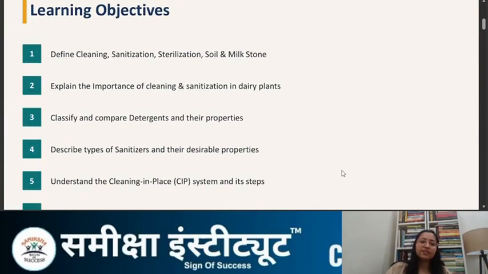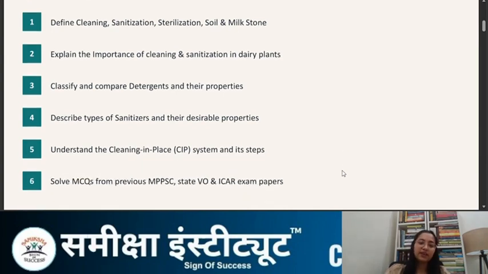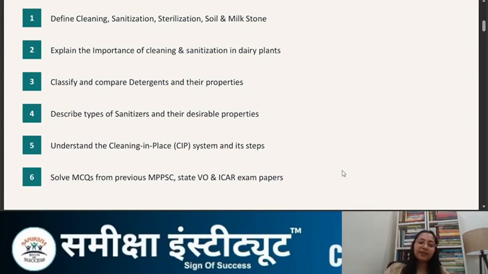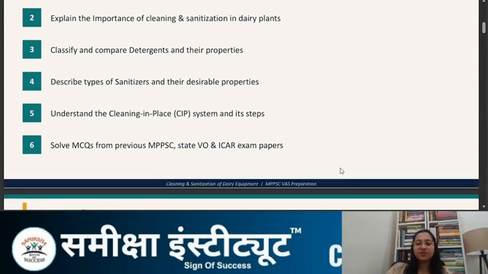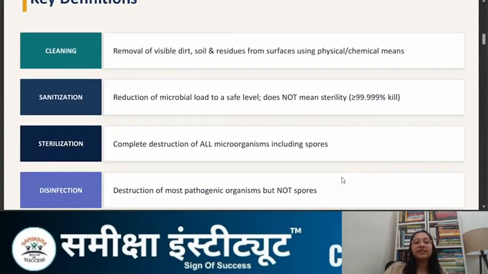So today we will study about basic definitions of cleaning, sanitization, sterilization, soil, milkstones. Then we'll proceed towards importance of cleaning and sanitization. We'll classify the different detergents that are there and study about their properties. We'll describe the sanitizers and their desirable properties. Then we'll study about the cleaning in place systems and various steps. Then solve some of the MCQs. Okay. Then starting with the key definitions.